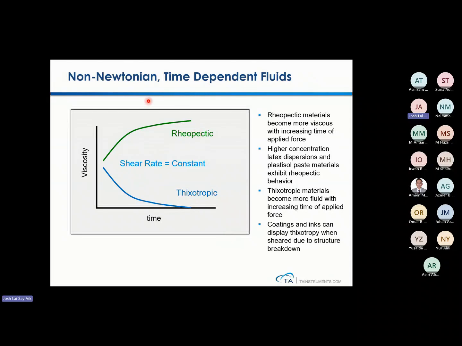So for non-Newtonian, you can do time-dependent fluids, where the shear rate is constant, but the time for you to shear the samples at constant shear rate would be different. So this will also change the viscosity as well.